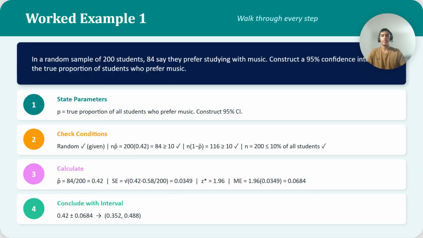Okay, let's try solving this. In a random sample of 200 students, 84 prefer studying with music. Construct a 95% confidence interval for the true proportion of students who prefer music.